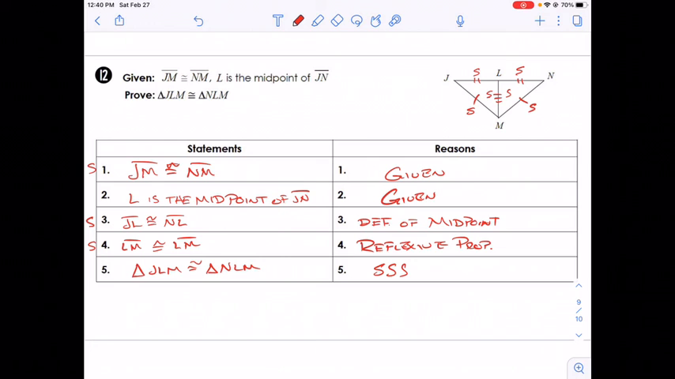All right, so that concludes this page here. And now we'll go on to our next lesson, which is where we're going to learn how to prove triangles congruent by angle, side, angle, and angle, angle, side.